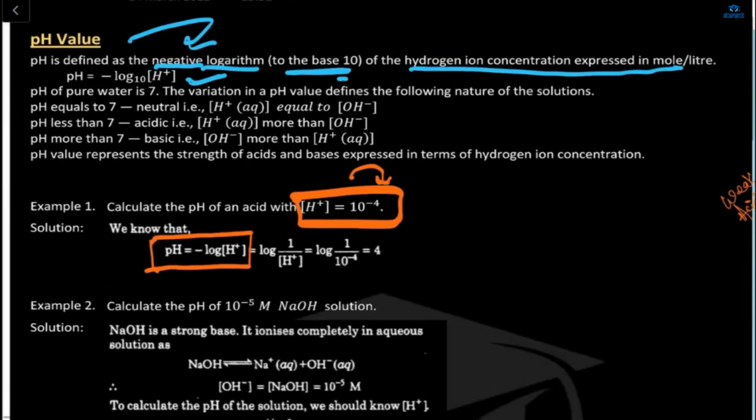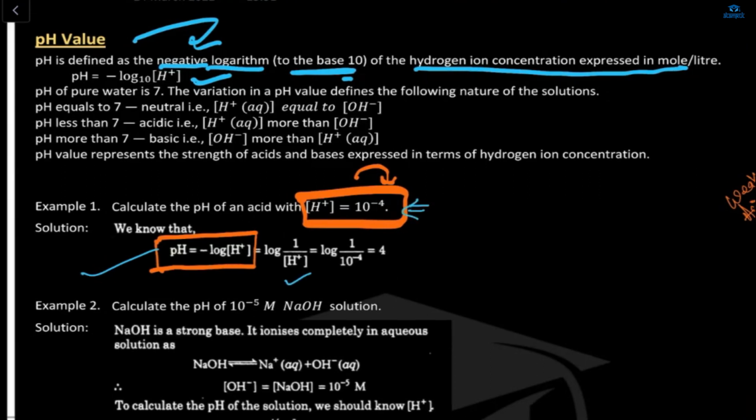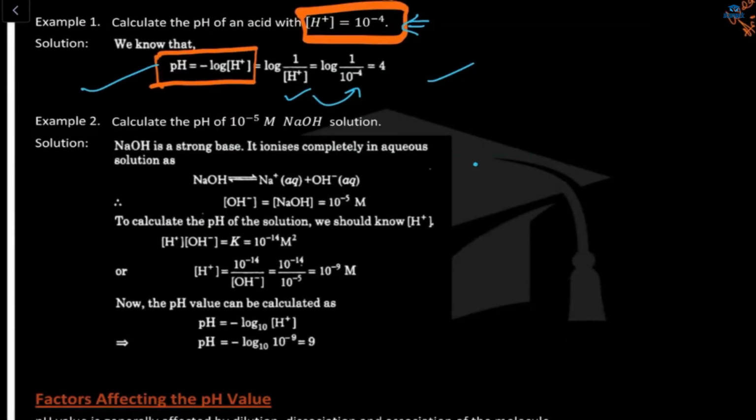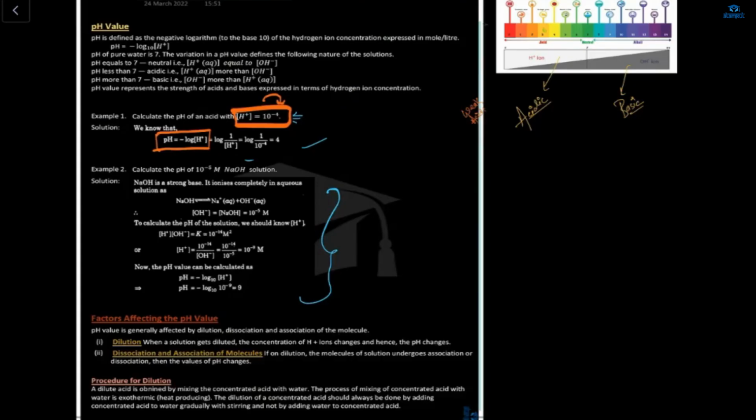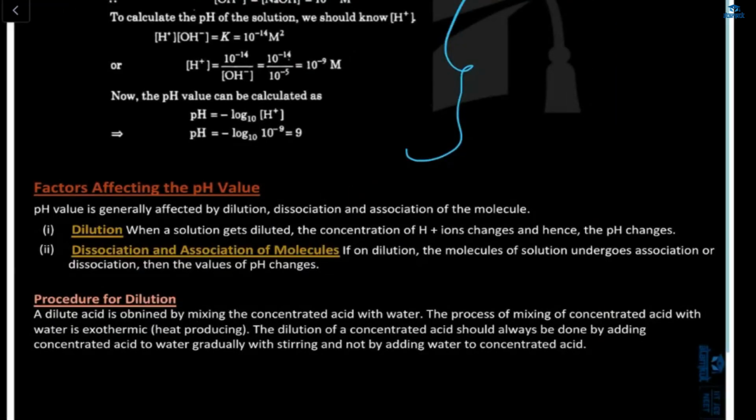So this is the example. If you are removing the minus, it will be like this, and the H plus is given as 10 to the power minus 4. You can simply put the value 10 to the power minus 4, and it will be equal to 4. Easy example. This example we will discuss in the next class, along with the factors affecting the pH value and the procedure of dilution.